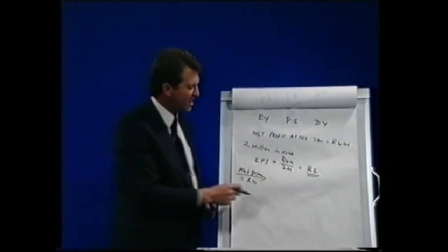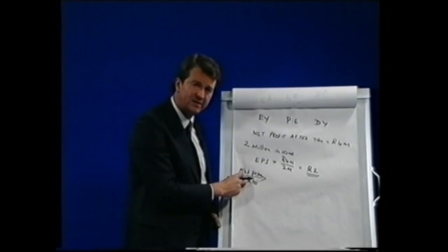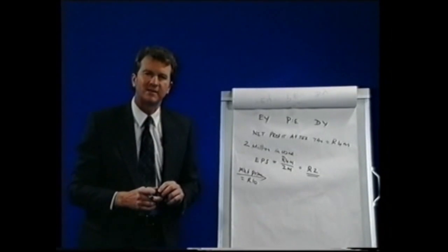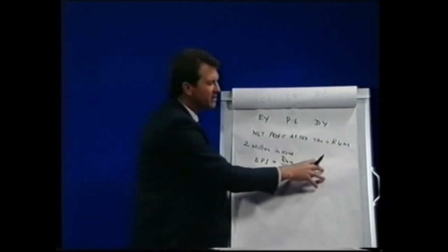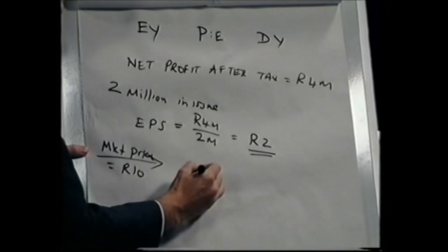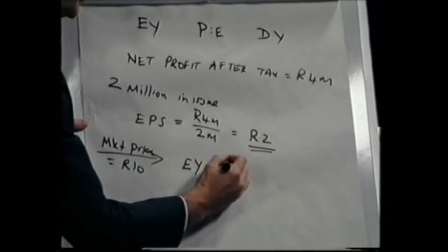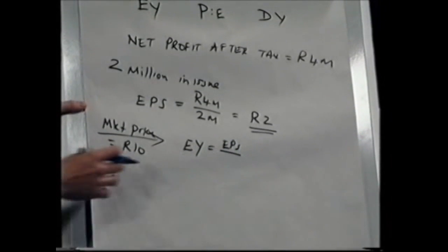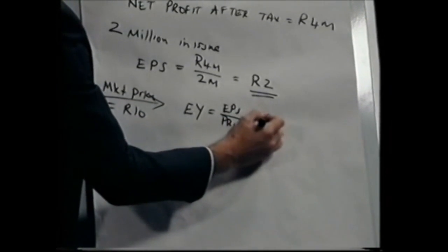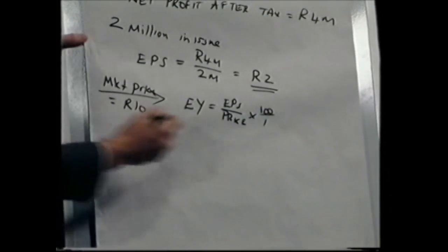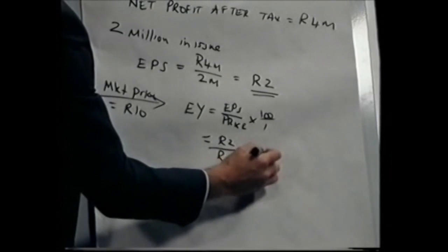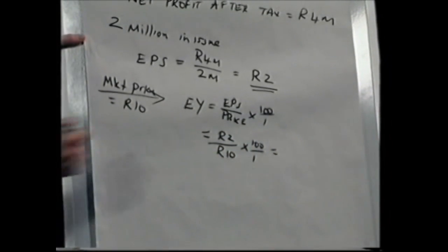In other words, you're expected to pay right now a market value of 10 rand for a share that offers a return of 2 rand over a period of 1 year. Now, the relationship between the return from that investment and the cost of that investment is called the earnings yield. The earnings yield is very simply the earnings per share, the 2 rand return in a year, divided by the cost of the investment, in other words, the market price of the share, multiplied by 100 over 1 to express it as a percentage. So that becomes 2 rand divided by 10 rand times 100 over 1. So this company has an earnings yield of 20%.